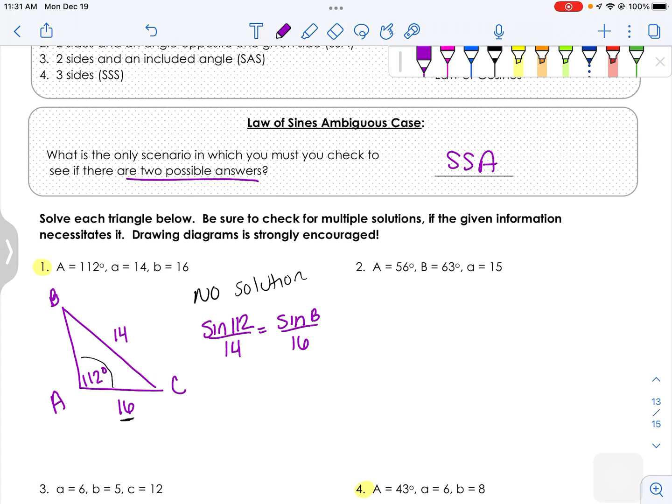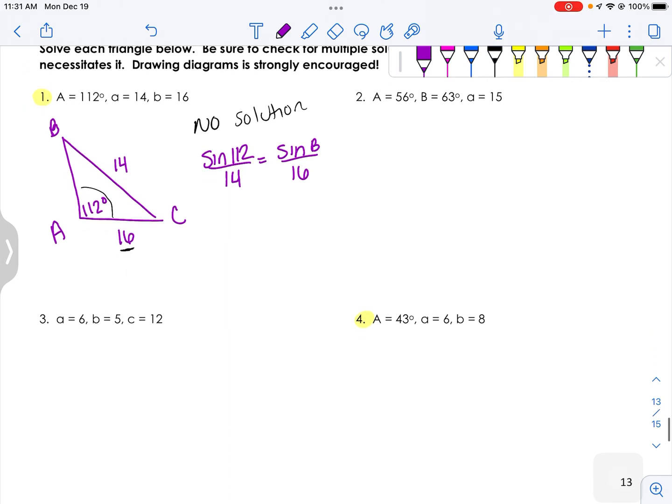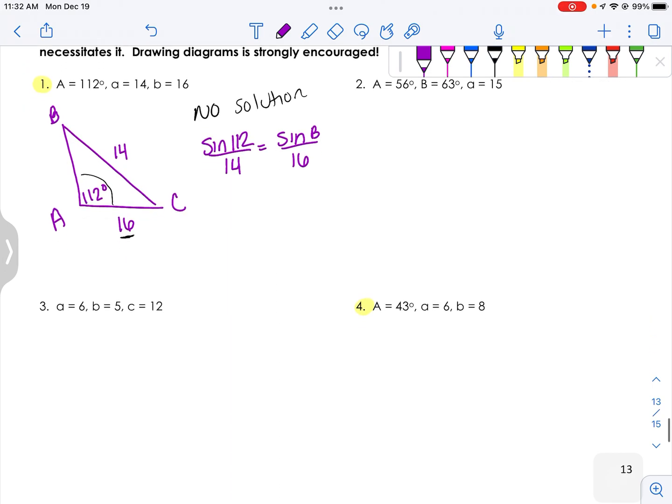The other possible multiple answers is number 4, because I'm given another side-side-angle. So when I draw this out, and the picture isn't super necessary, but angle A is 43, side A is, and then side B is 8.